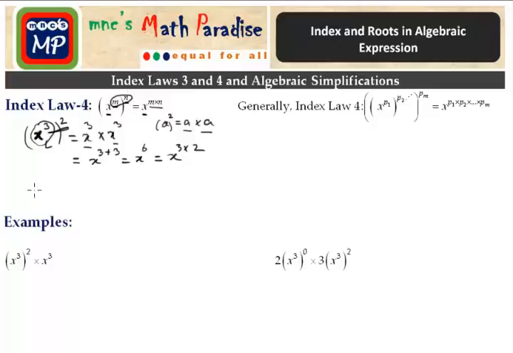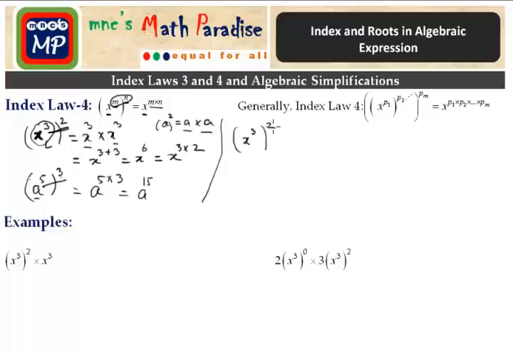So if we have a to the power 5, and the whole thing to the power 3, where the first power is 5 and the whole thing's power is 3, then we can write a to the power of these two numbers multiplied, that means 5 times 3, so we can write a to the power 15.